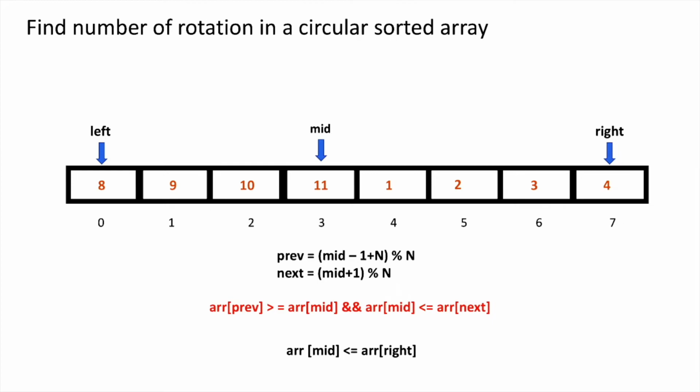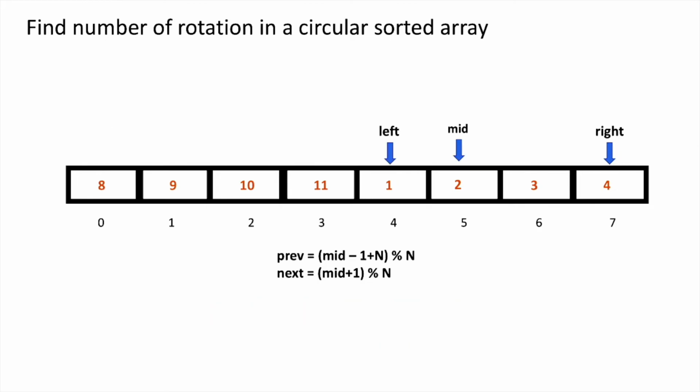But in this case, you can see that the right hand side value is smaller than that of the middle element. So this condition fails, which means our minimum element should lie on the right hand side, and thus we will change the left pointer to mid plus 1, and again we will compute the middle element over here.